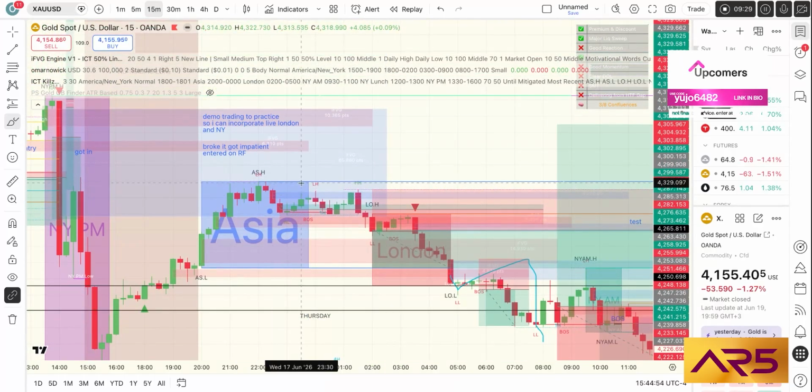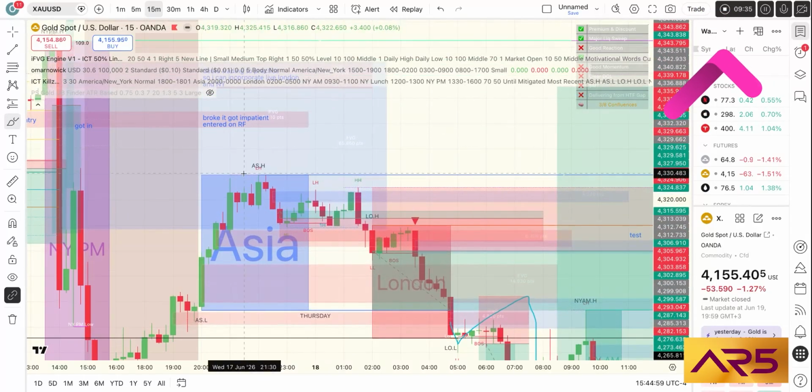We have a big fair value gap there. It hasn't filled to 50%. I think we're gonna push back up soon. Anyways, back to what I was explaining.